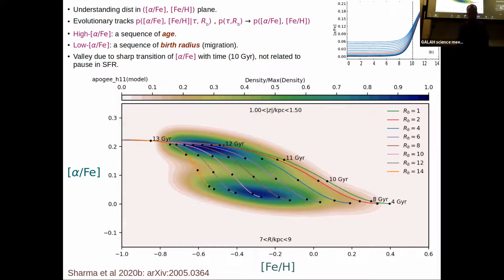So one thing to notice here is that this high alpha sequence, so-called, is actually a sequence in age. You see the age is changing along this. And the low alpha sequence is basically a sequence of birth radius. And this huge spread that you see is because of radial migration, because all these stars are in the solar neighborhood, and the only way they can come from here is by radial migration.